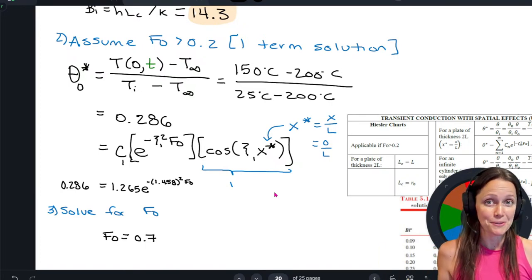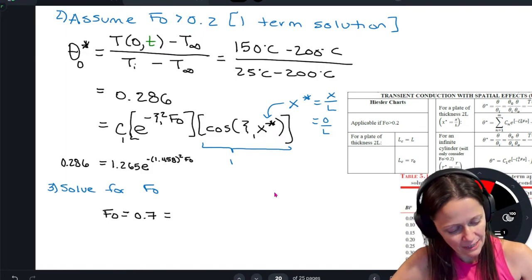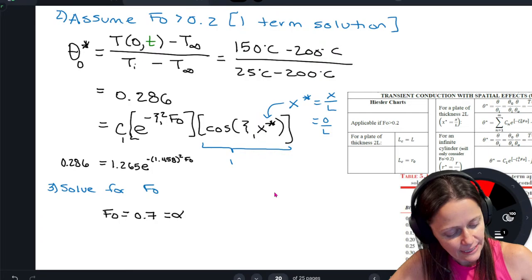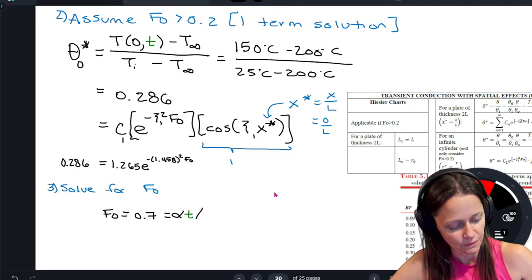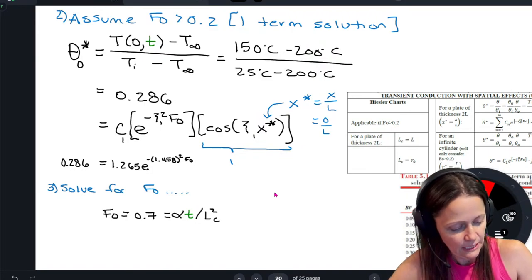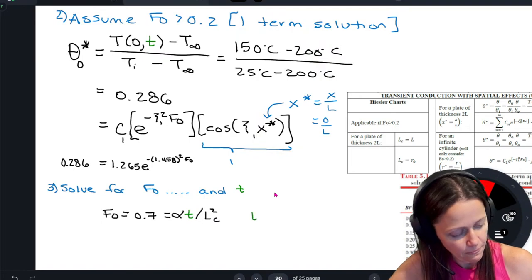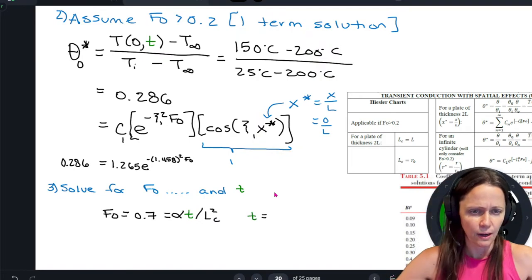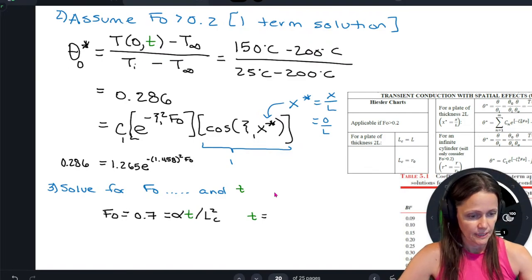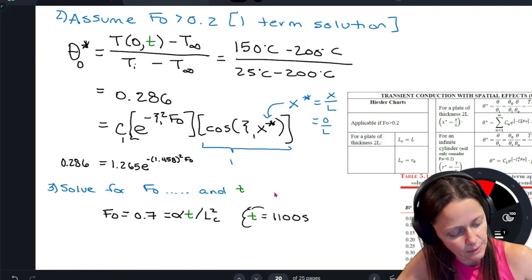I don't know, maybe that's where the 0.7 came from, Hannah. But 0.7, and this is thermal diffusivity times the time that I'm looking for divided by Lc squared. So now I can find that time, and I was given the thermal diffusivity in this problem, I believe. So the time is 1100 seconds. And that's my answer.